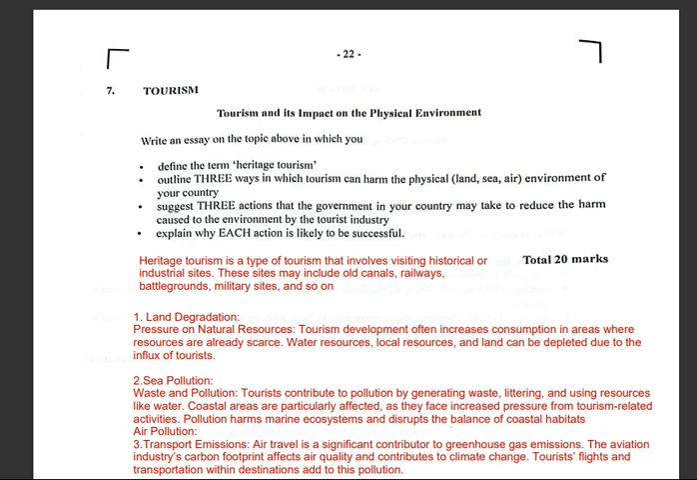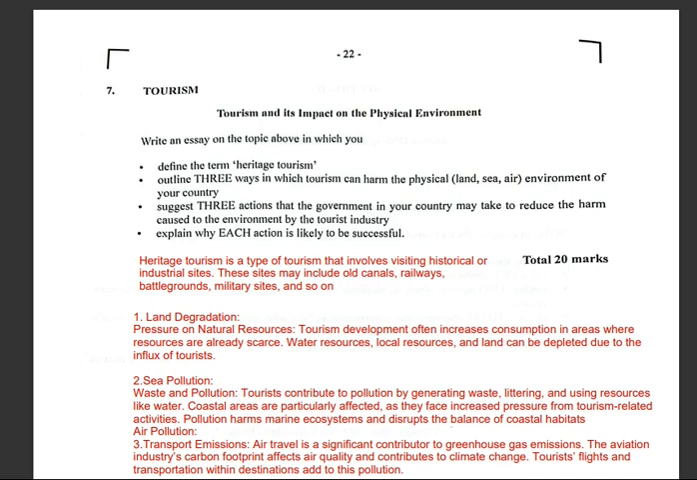Heritage tourism is a type of tourism that involves visiting historical or industrial sites. These sites may include an old canal, a railway, or battlegrounds, and it could also be military sites and so on. When you're doing your essay, guys, you have to give the introduction, so this is what they are asking for: define the term heritage tourism.